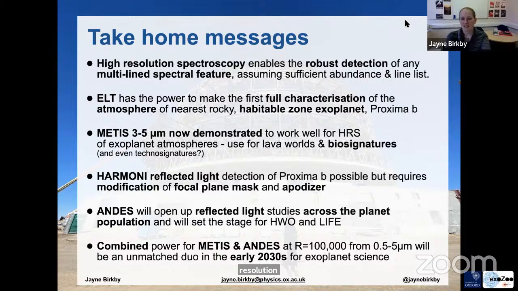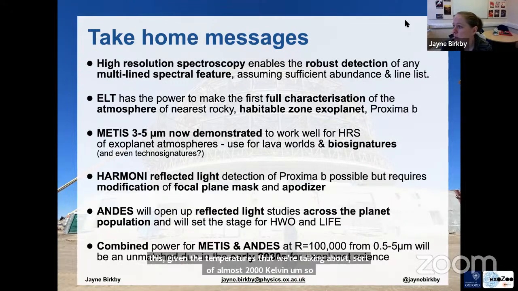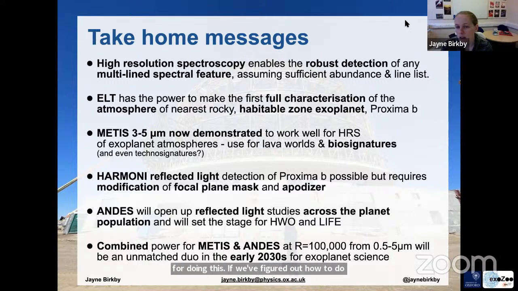I think with existing instrumentation, it really is still being able to get enough signal to noise that is going to be a limitation. Hopefully with the ELTs, it will be a very easy one to do for the rocky worlds. So then it's a case of, do we have the line lists? I think they are going to be important for this, given the temperatures that we're talking about, almost 2000 Kelvin. So I think that will be one of the potentially main bottlenecks for doing this, if we've figured out how to do good telluric removal by that point.